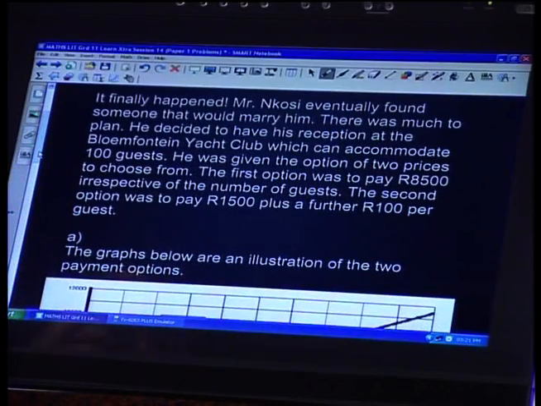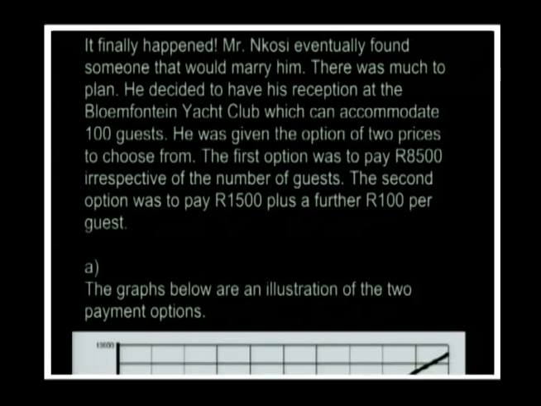Right, question 3. It finally happened. Mr. Nkosi eventually found someone that would marry him. There was much to plan. He decided to have his reception at the Bloemfontein Yacht Club, which can accommodate 100 guests.